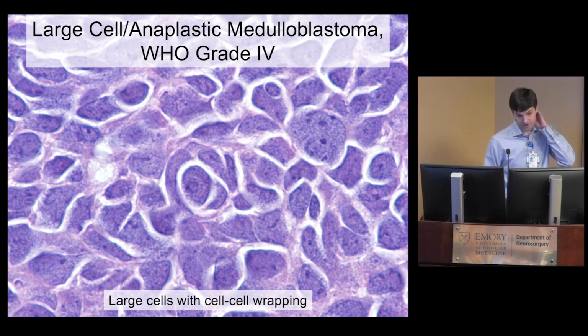And then large cell or anaplastic medulloblastomas. These again are clinically dire, more aggressive tumors. These tumor nuclei are extremely enlarged, and they will pack together so tightly that they may wrap around one another. This cell-cell wrapping is a feature of anaplastic medulloblastoma.